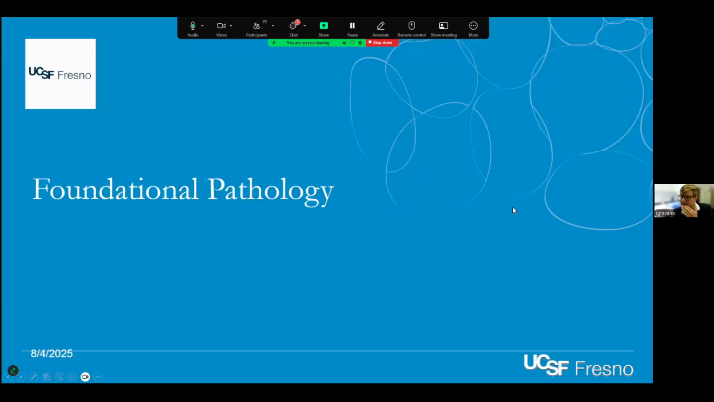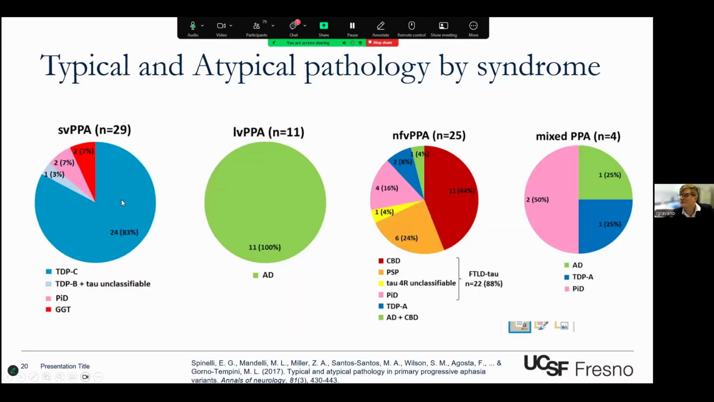Okay, so what's the pathology? There's a lot to cover in this, and this is again a very clear overview. So we have a good clinical correlation of semantic changes, semantic variant primary progressive aphasia, as well as semantic dementia, with TDP-43 type C, a specific frontotemporal lobar degeneration protein. That seems to really account for a substantial portion of clinical presentations.